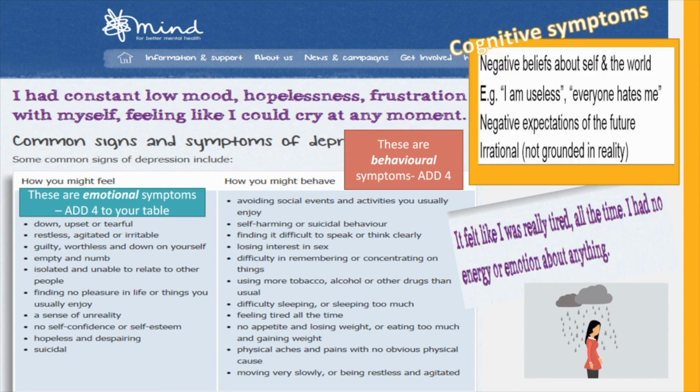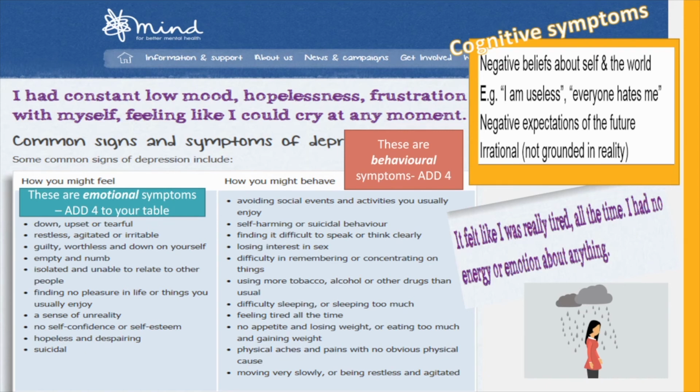And then lastly, we've got the cognitive symptoms. Now the cognitive symptoms for someone with depression are really easy. When you are depressed, you can't snap out of it because your negative belief system dictates that you have got a negative view of yourself and also the world around you, and there's not a single thing that you can do to change that.